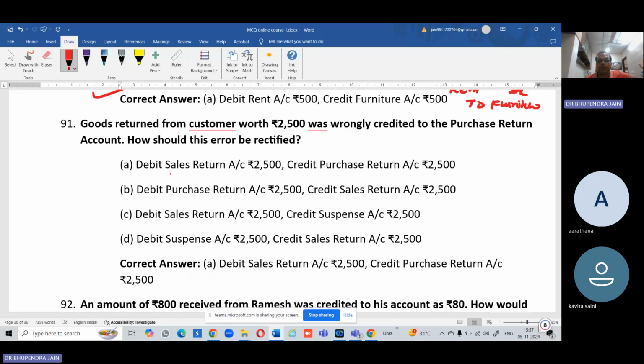Goods returned from customer worth rupees 2,500 wrongly credited in the purchase return account. Purchase return balance is credit and purchase balance debit; sales balance credit and sales return balance debit. Goods returned from a customer, so beta, this is the sales return.